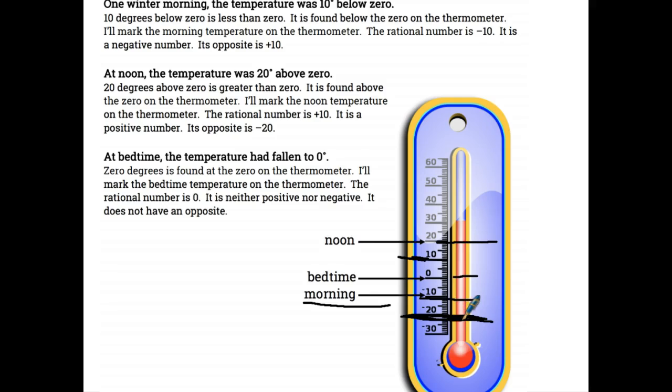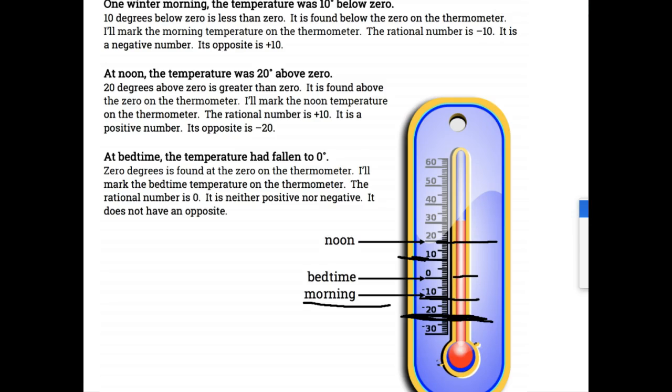So if I'm looking at a positive number, my opposite number is going to be the same number, but it's going to be that distance from 0. 20, the opposite, negative 20. Negative 10, the opposite, positive 10.